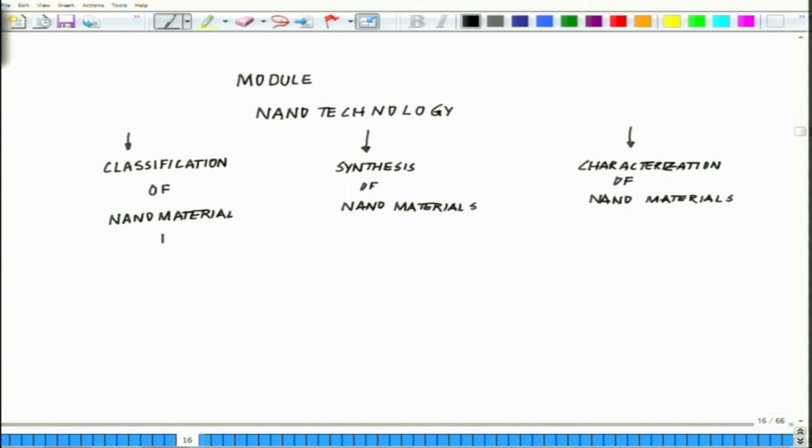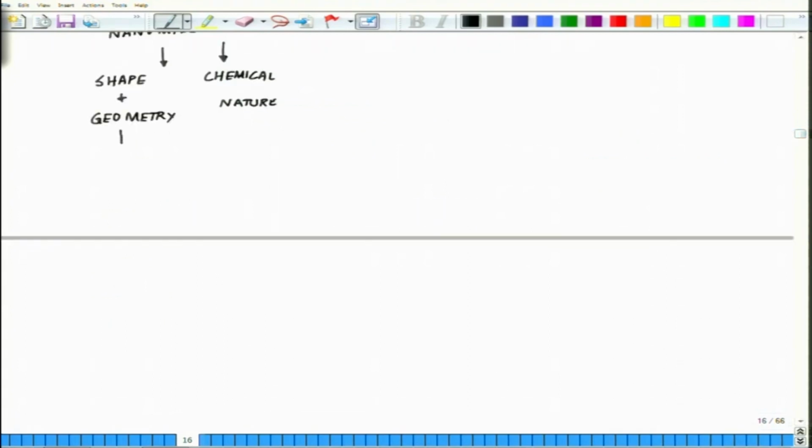Now, in terms of classification of nanomaterial, these could be classified in two groups: based on their shape or geometry, and secondly based on their chemical nature. If we classify them based on their shape and geometry, they could be called nano cages. These nano cages were first reported in 2002.